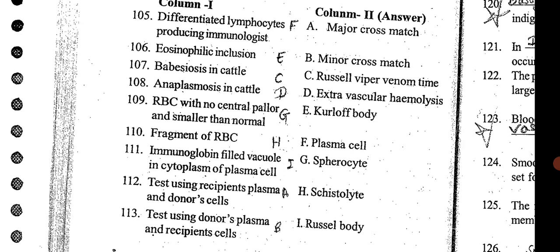And anaplasma in cattle causes extravascular hemolysis. Babesiosis in cattle is linked with Russell viper venom time. Russell viper venom is famous for clotting the blood.